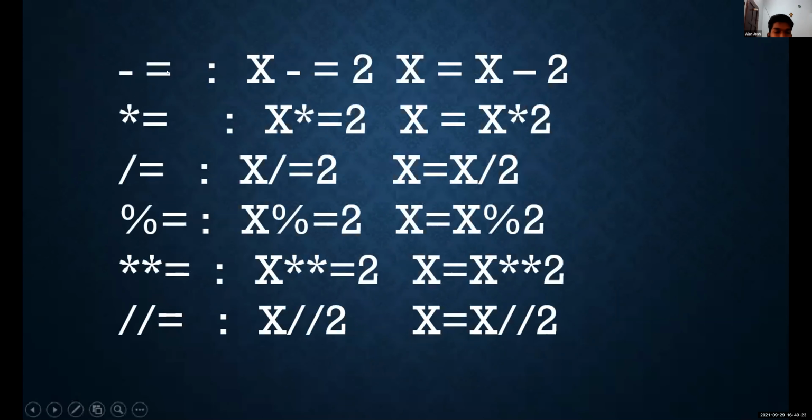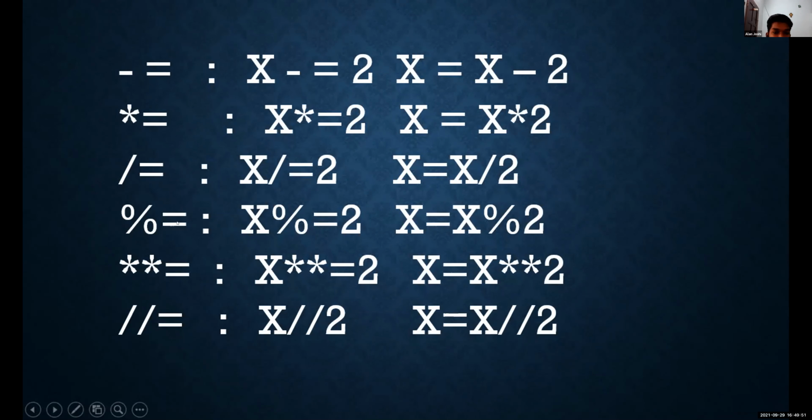And minus and equal to. Here x minus equal to 2. So the answer will be x is equal to x minus 2. Multiplied and assigned equal to. So here x multiply equal to 2. So x equal to x into 2. Divided and equal to. x divided equal to 2. Here the answer is x is equal to x divided by 2.